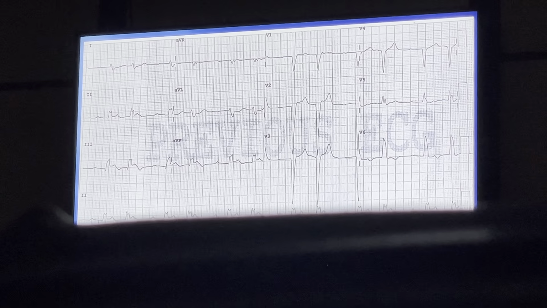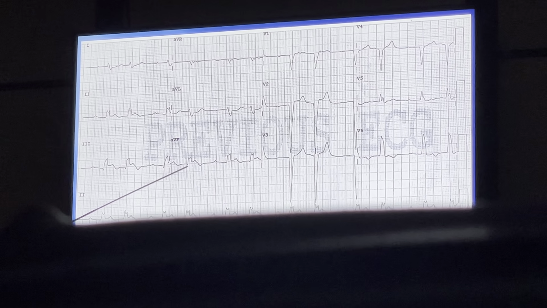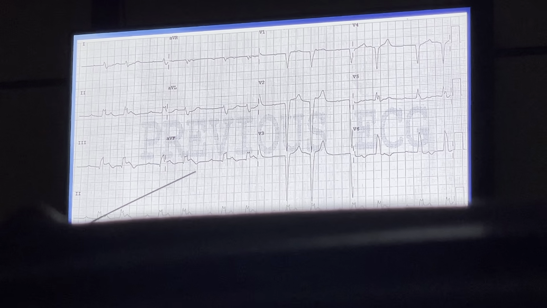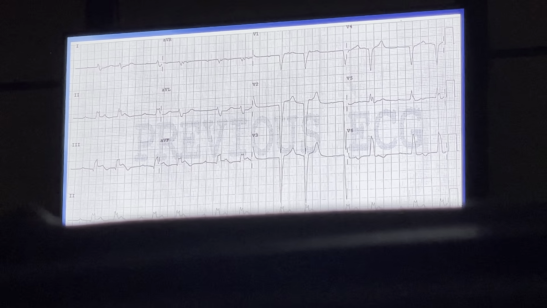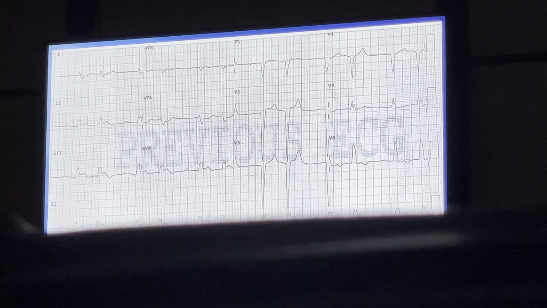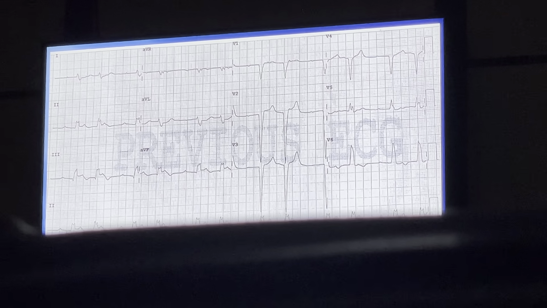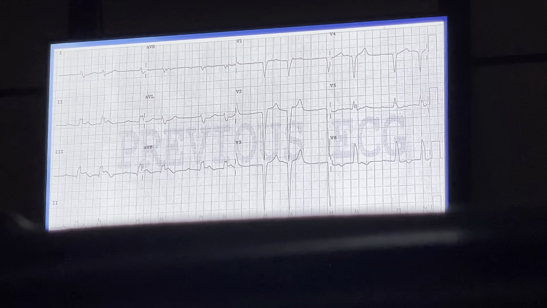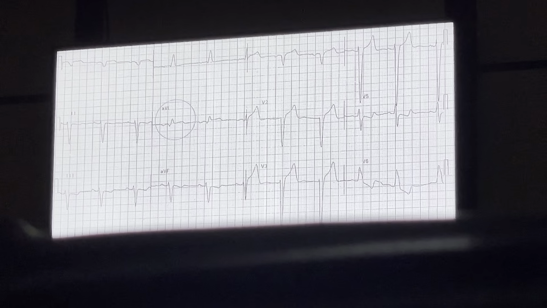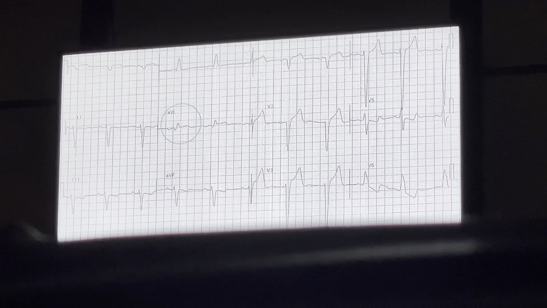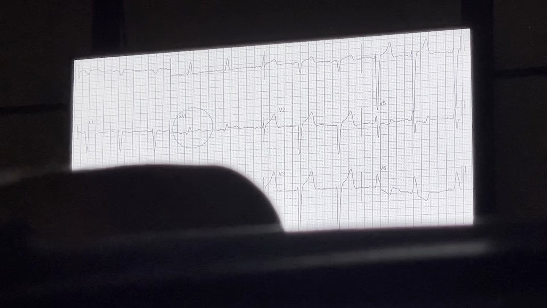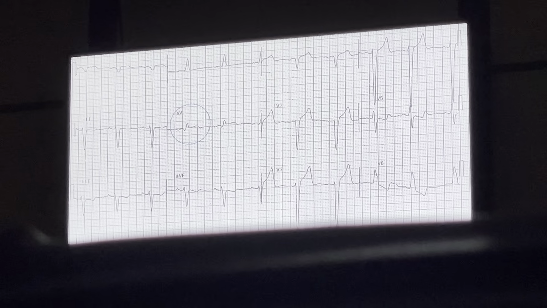This is again left bundle branch block. But what happens here? ST segment is towards the R wave. Fine. So here the T wave and ST segment are upward. It is towards the R wave. So it means this is pathological left bundle branch block. Next. So what is here? Where is the pathological T wave?